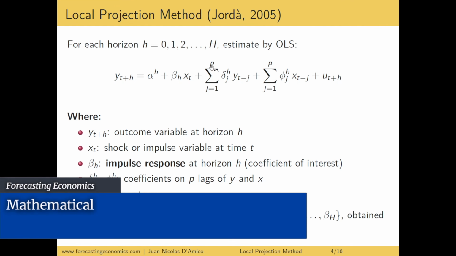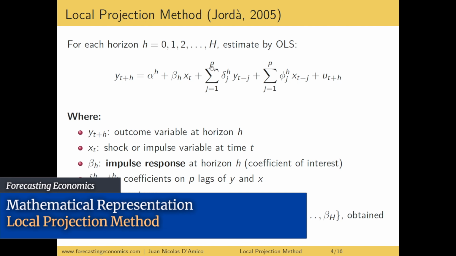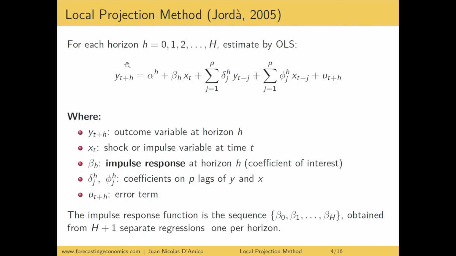Let's look at the math of the local projection method. For each horizon, we're going to be estimating by OLS the following regression. We have first our outcome variable at horizon h. We have a constant. We have here the shock, where this is the coefficient of interest, which is beta, and it's going to be the impulse response at horizon h. Then we have a delta that is going to be including lags of our dependent variable. We're going to be having phi, that is going to be the coefficient of our control variables.